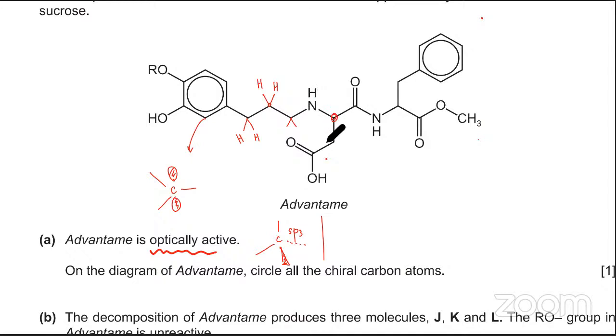Is this one chiral? This one over here. How many H's would this be bonded to? 1. Yes, it is. So there's going to be 1 H, right? And all 4 sides are different. If you're standing on this one, the left side is different, the right side is different.